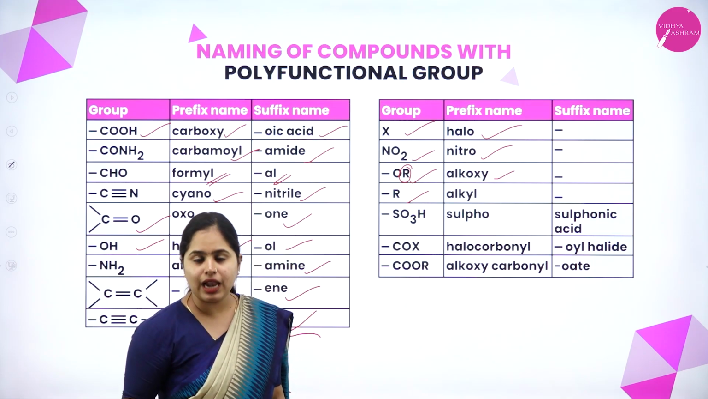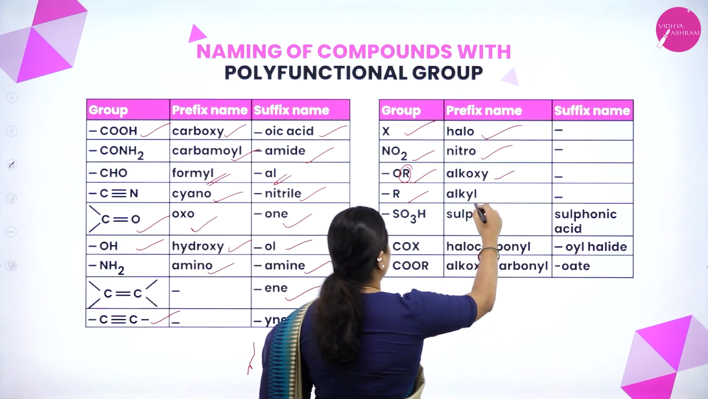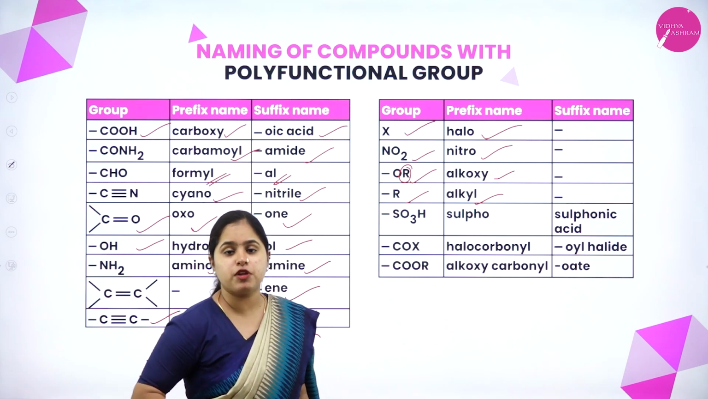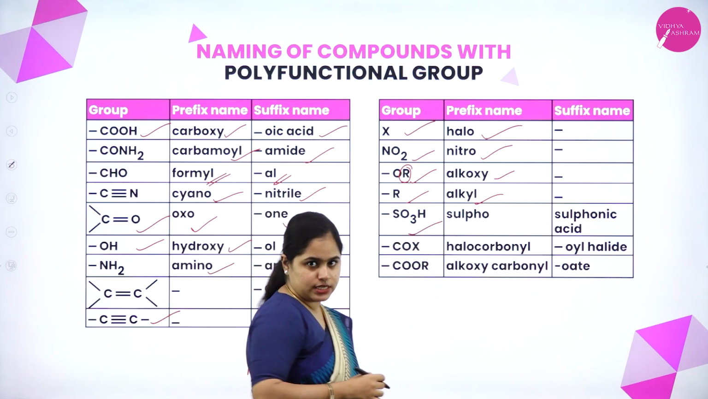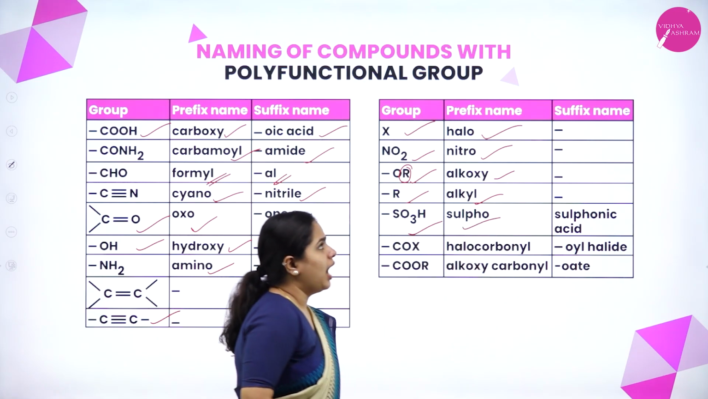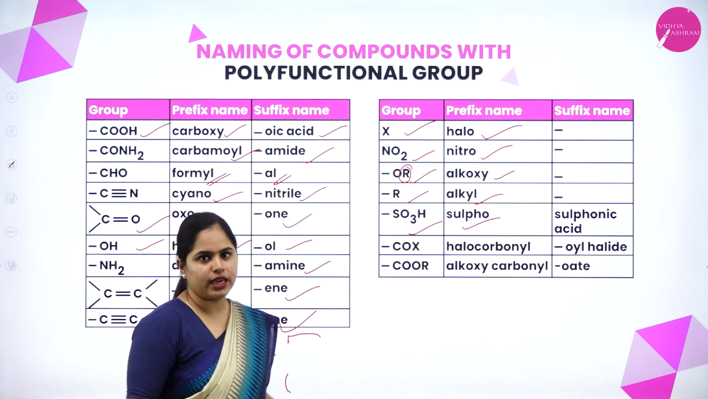Next one is R. What is R? It is the alkyl groups, right? Even alkyl groups we always represent as prefix. It is never suffixed. Okay. Next one is sulfonic acid. The prefix is sulfo and the suffix name will be sulfonic acid itself.